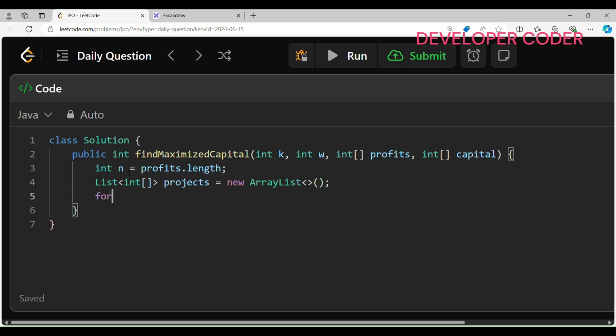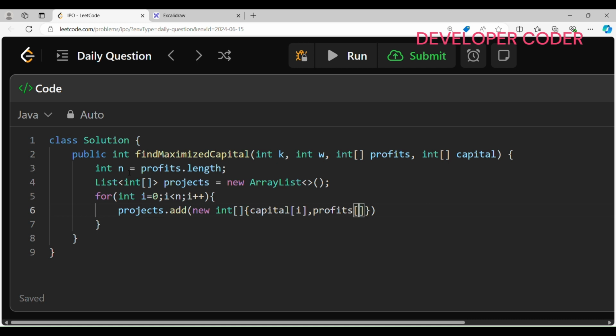Then after that let's iterate: int i is equal to 0, i is less than n, i plus plus. Then let's add projects dot add here new int, and what we are going to add is capitals first, capital of i, and we are also going to add profits of i.